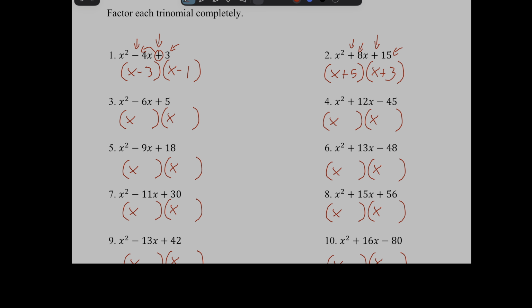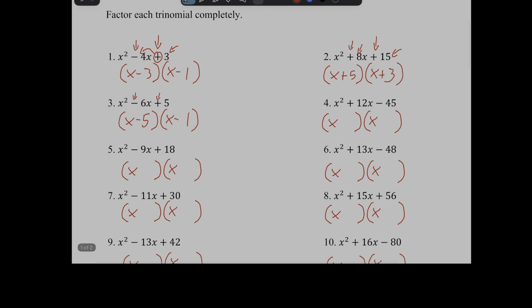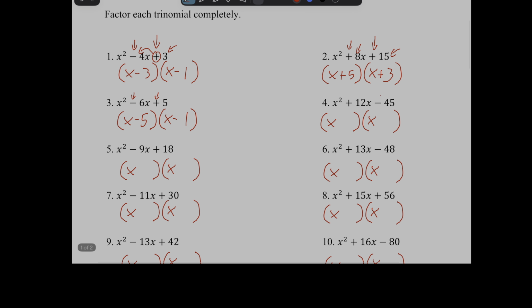Let's go on to number 3. Third term is positive. Signs are the same. They're not plus, they're the same. Now you look at the middle. Oh, it's a minus, so I'm going to write minus and minus. What multiplies to 5 and adds to 6? 5 and 1. I'd explain a little bit more on how that works, but I know that you didn't start here. You looked at version A and you've already heard that speech.